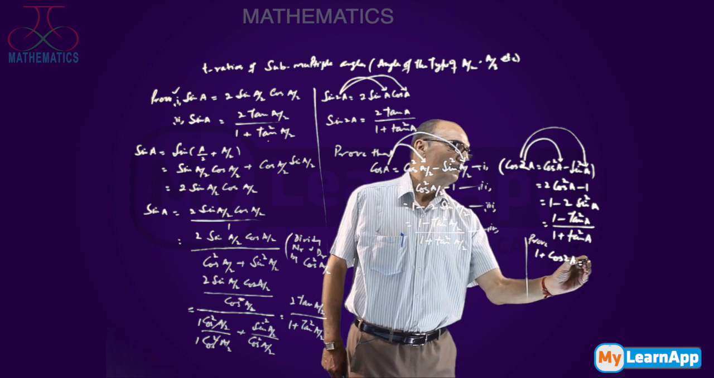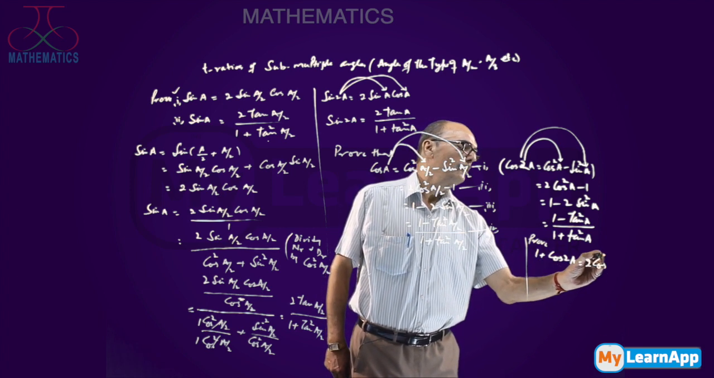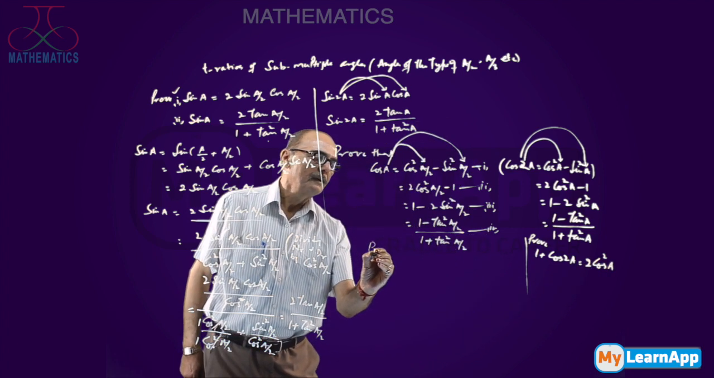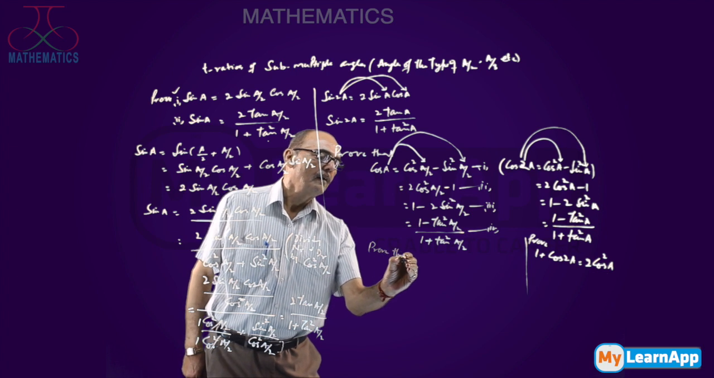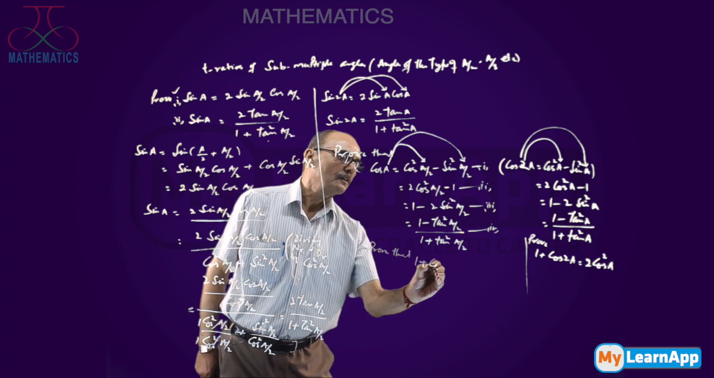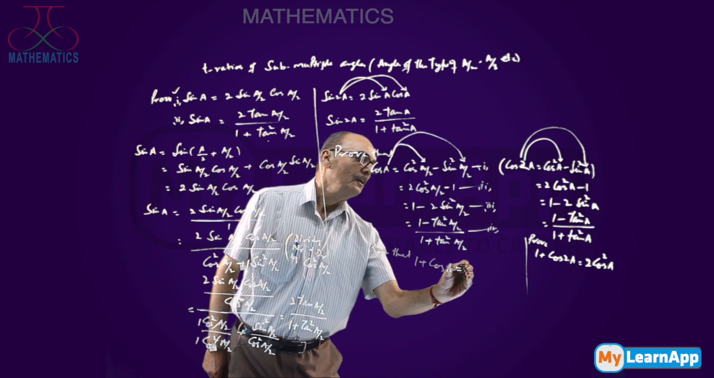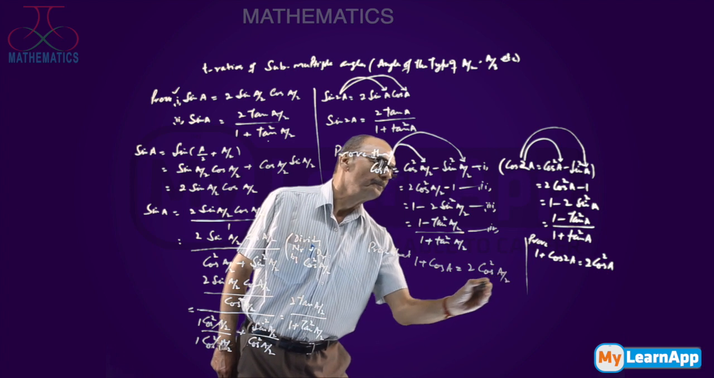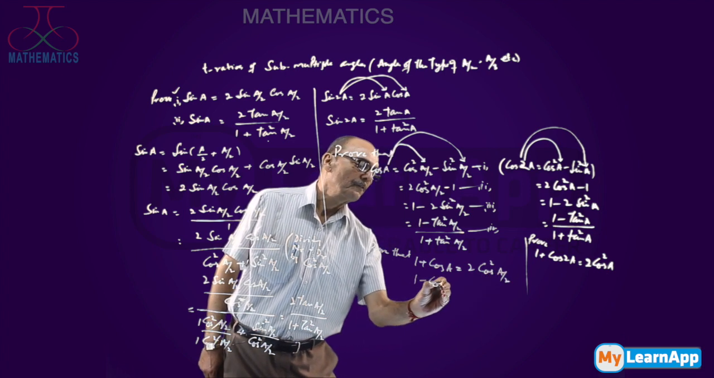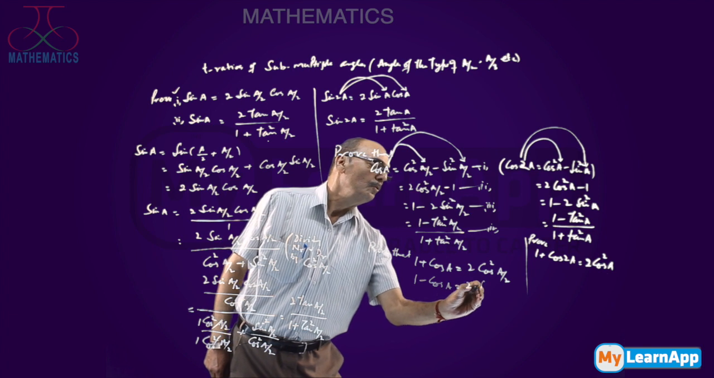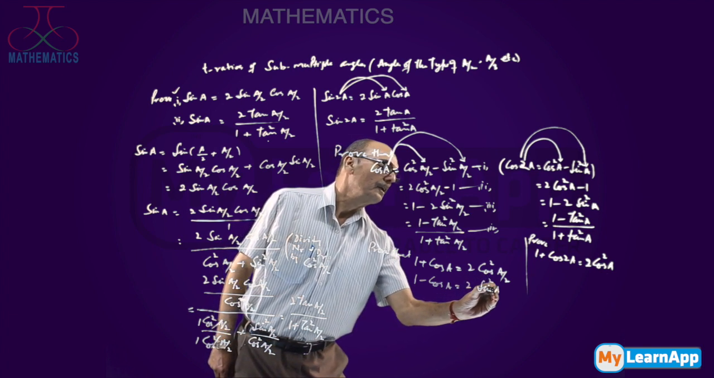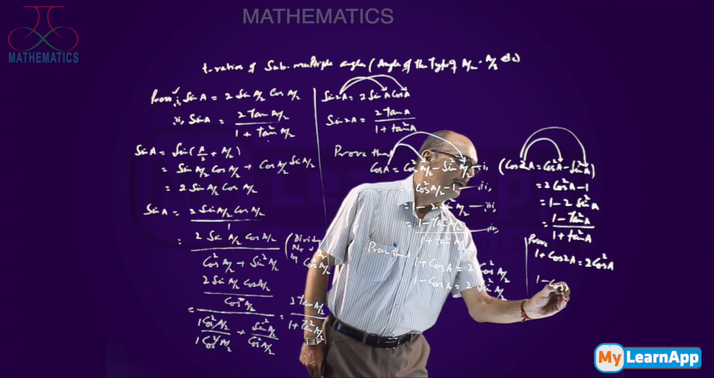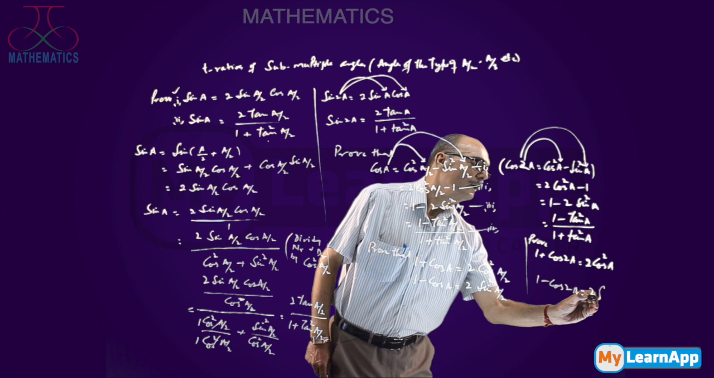We have already proved 2 cos square a. Here we have proved that 1 plus cos of a is 2 cos square a by 2, and 1 minus cos of a is 2 sine square a by 2. The similar result is 1 minus cos of 2a is 2 sine square a.